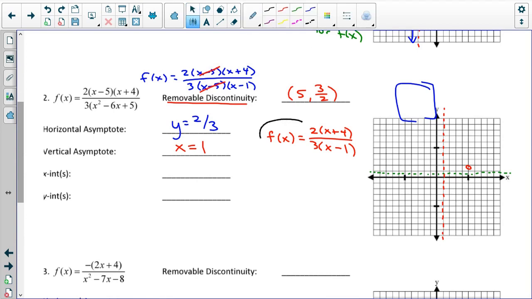So I can just look at this function to determine that. Only the numerator would equal 0 at x equals -4. So (-4, 0) is going to be an x-intercept. And then the y-intercept is what happens whenever I substitute 0 in for x. So I get -8/3 as my y-intercept. That's -2 2/3.